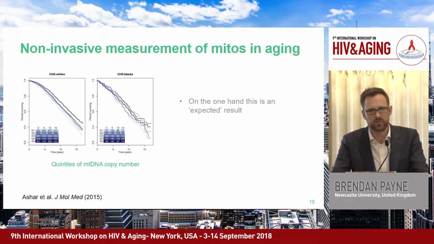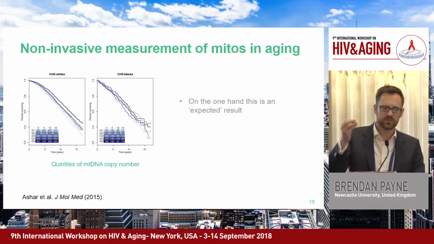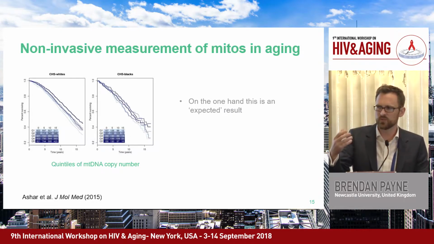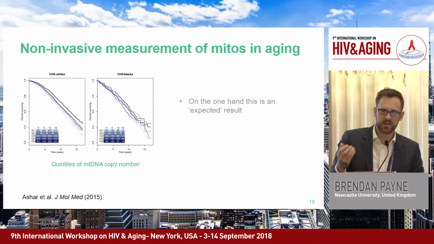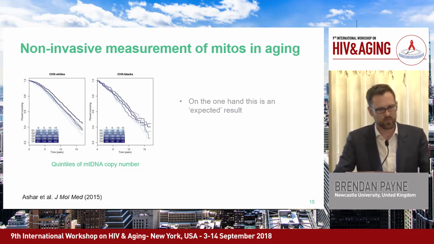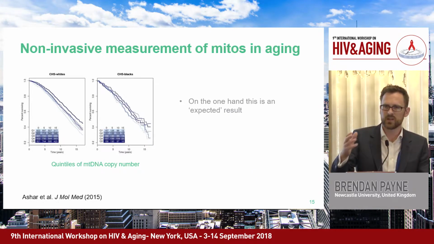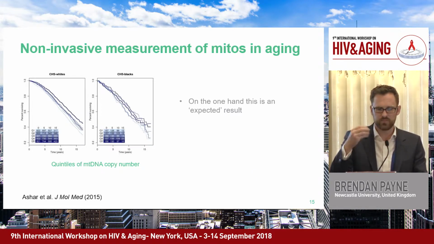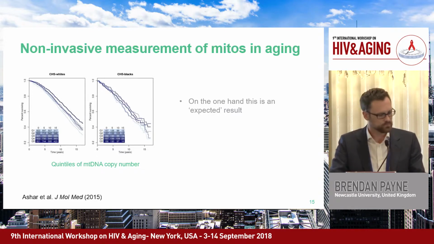This was a large study from Hopkins a few years back. What they've done is they've simply measured mitochondrial DNA levels, which I've already mentioned, in peripheral blood. They've divided individuals into quintiles based on how much mitochondrial DNA they had, and then they've followed them up for mortality. So it's a very hard endpoint. And you can see in both white and black individuals that the lower your mitochondrial DNA copy number in blood, the worse your mortality. And they also replicated this in another cohort.